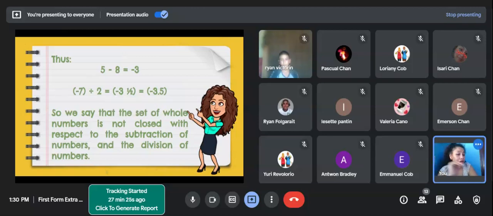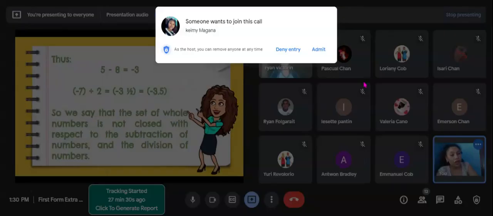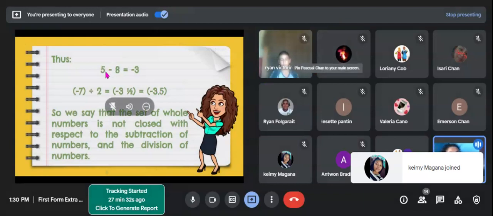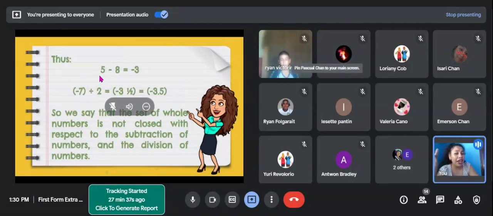So, what about subtraction and division? Subtraction and division are not closed under an operation because 5 is a whole number, 8 is a whole number, but when I do 5 minus 8, it gives me negative 3. What kind of number is negative 3? An integer, very good. So because two whole numbers give me an integer, this is not closed under an operation.